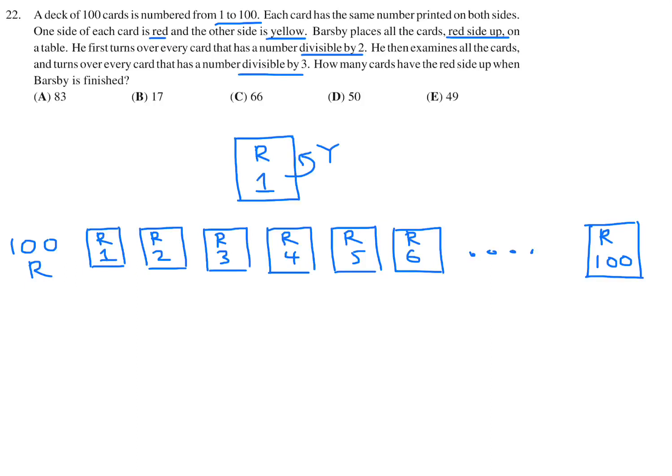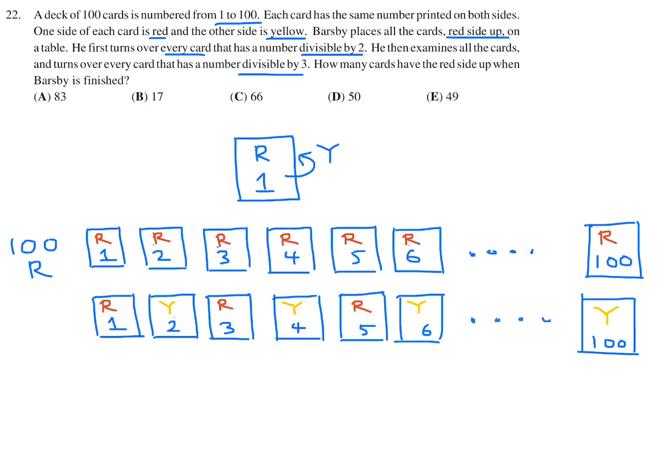Then he turns over every card that has a number divisible by 2. So what basically is happening is that all the numbers that are divisible by 2 get flipped, and therefore they become yellow, like that. So when you do that, you basically have flipped over half the cards. So now you have 50 that are red and 50 that are showing yellow. Okay? So that is the first thing that he did.